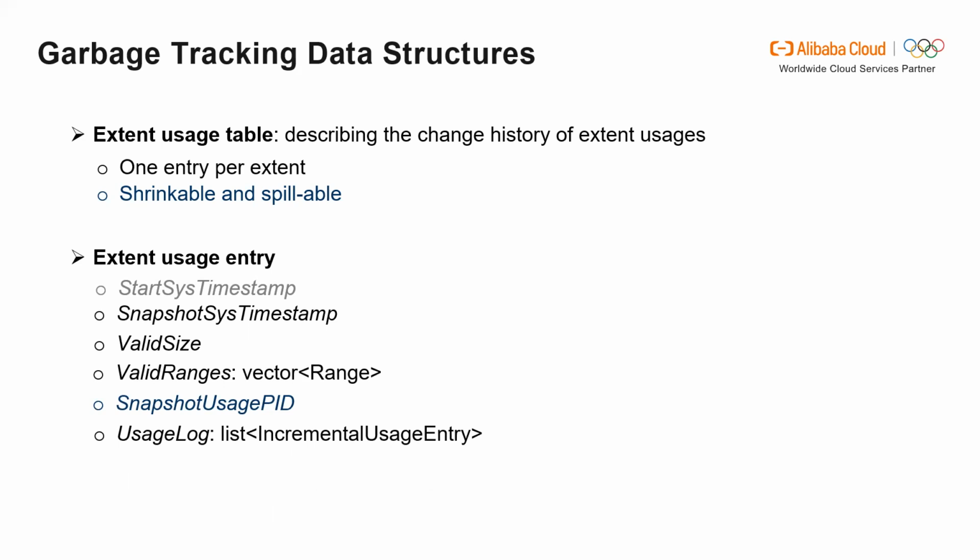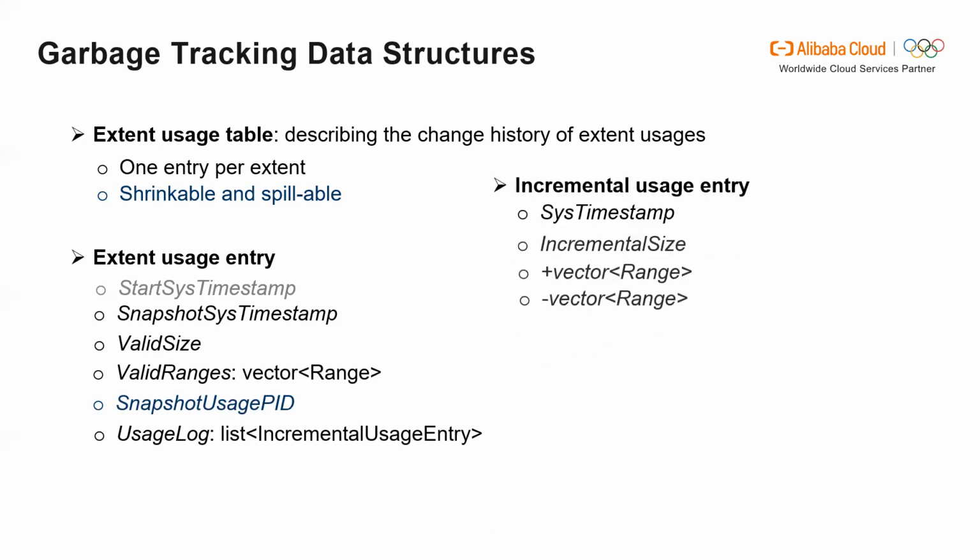The usage change history after the snapshot system stamp is recorded in the usage log. The usage log is a list of incremental usage entries. Each incremental usage entry records the changes of size and ranges at a system stamp.